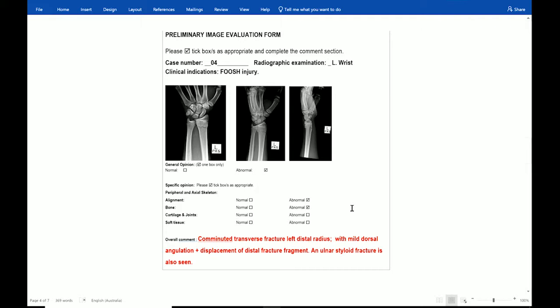So on our opinion form then, it's abnormal, the alignment and the bone is abnormal. And then the overall comment is there's a comminuted transverse fracture through the left distal radius with mild dorsal angulation. And there's a displacement of the distal fracture fragment as well. And in addition, there's an ulnar styloid fracture.